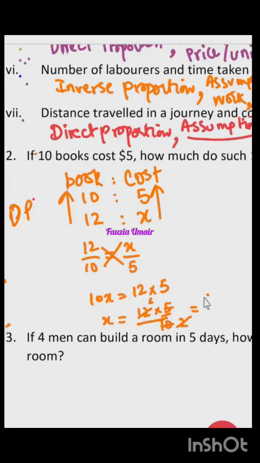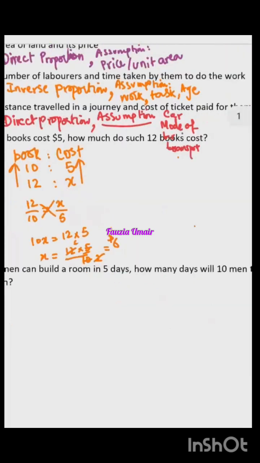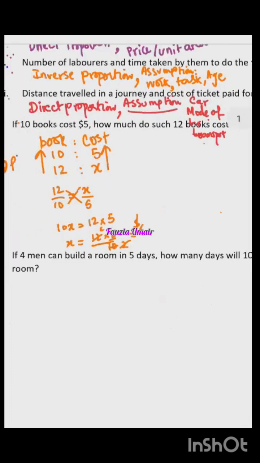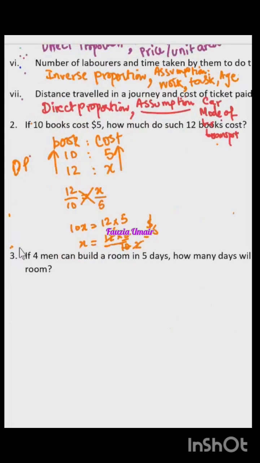Okay, beta? Now the next question. If 4 men can build a room in 5 days, how many days will 10 men take to build the same room? Now the assumption you can see is that the same room is constructed. Same room is the assumption in the question. So what are the two quantities which are compared here? Ji beta, Hisham, can you tell me?